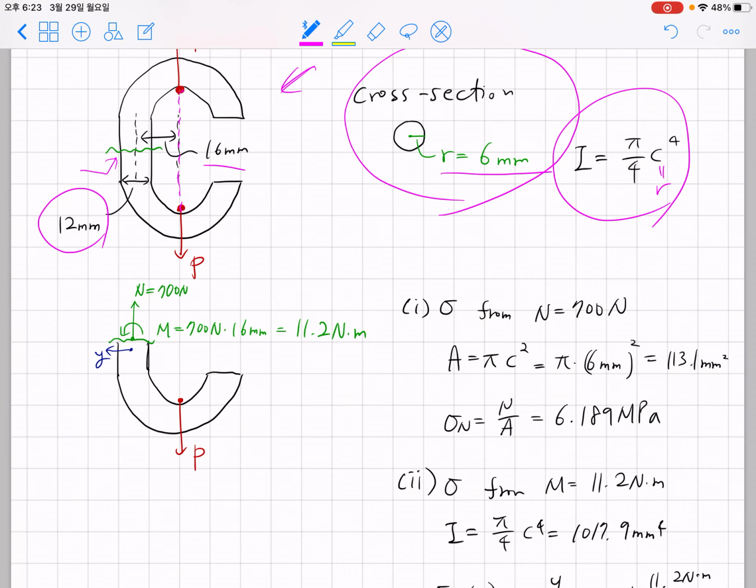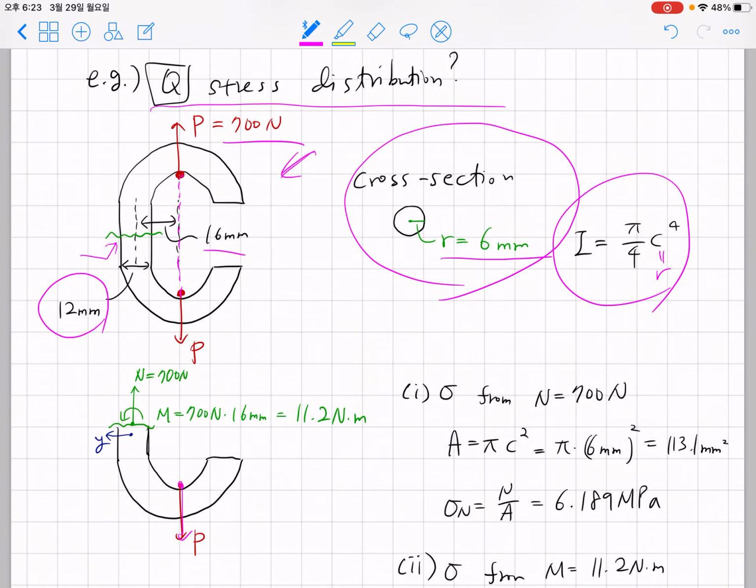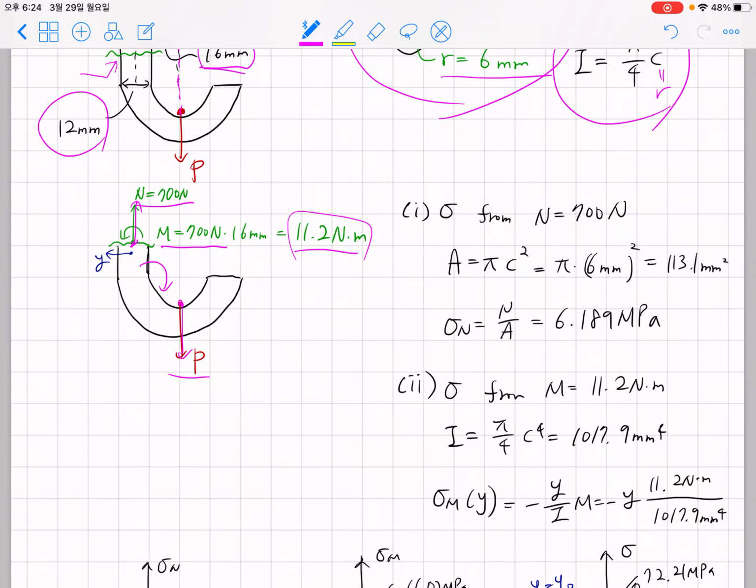We can use the free body diagram that we derived on the previous page. When we have a force P here, to achieve force balance with 700 Newtons, we need a 700 Newton normal force. You can see this normal force and the applied force P somehow induce a clockwise torque. So to balance this out, you need 700 Newtons multiplied by 16 millimeters as a moment in the opposite direction, which turns out to be 11.2 Newton meters. Okay, so out of N and M, we can obtain stress.